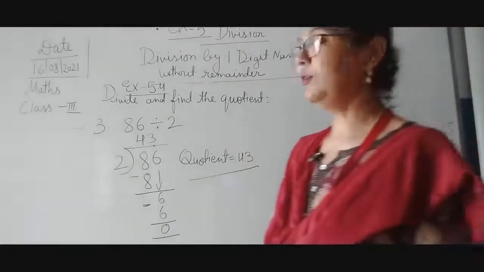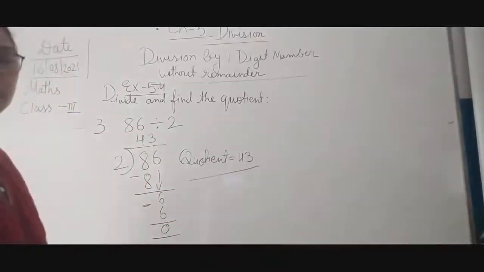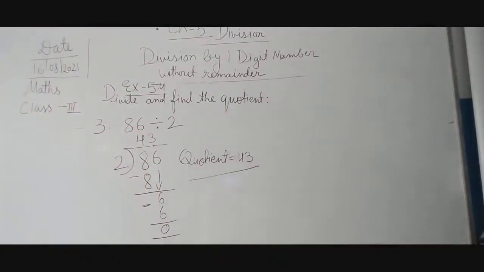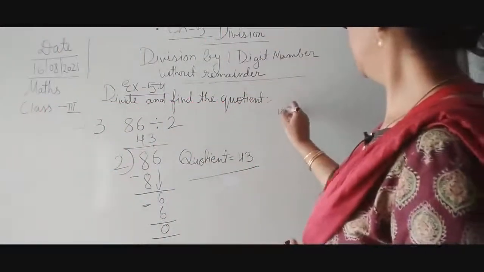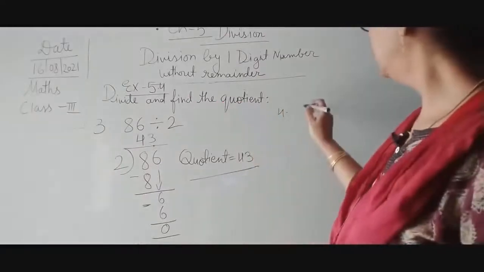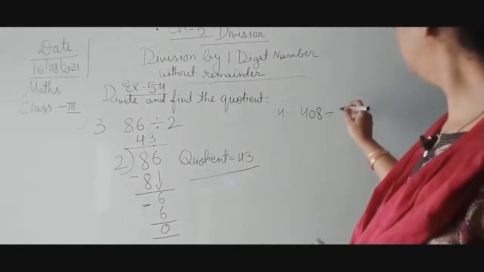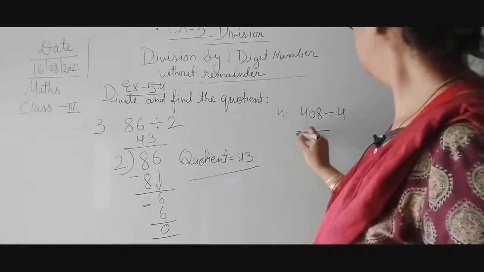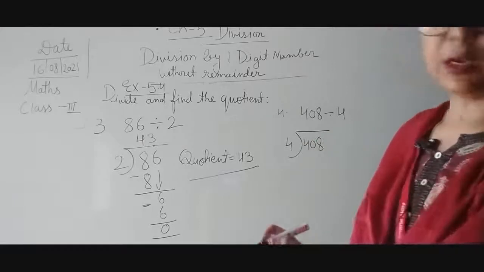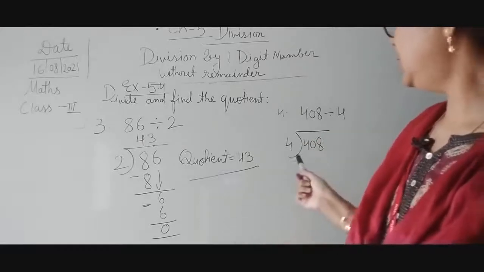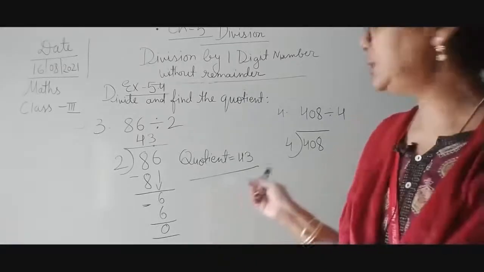Okay. Now we are going to do number 4 also. Fourth number, third we have completed. Now the fourth number we will do over here. Fourth number, that is 408 divided by 4. Now here, 408. Okay children. Now here children, what we will do first? We will see this is 408. It means it's a big number. So how can this come in hundreds?